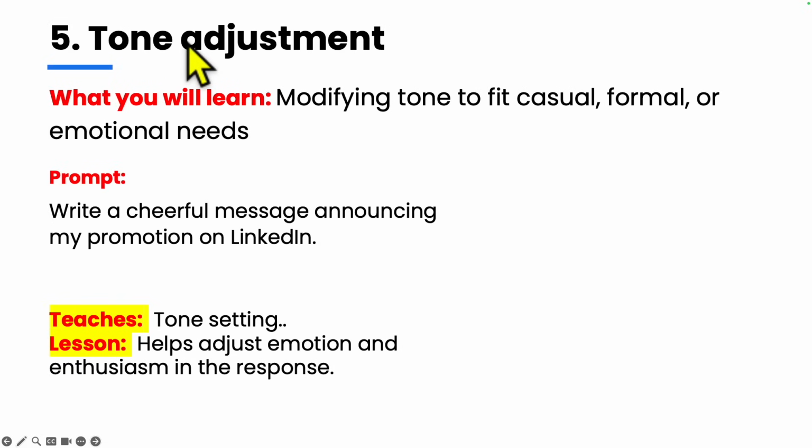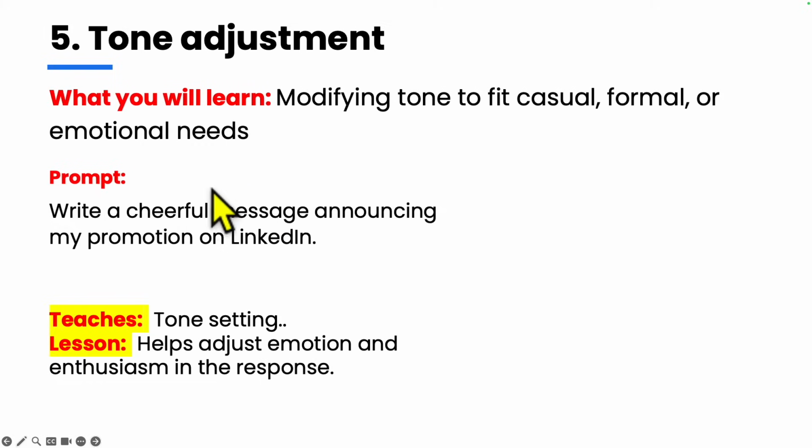Here we are learning about the tone and the tone adjustment. So modifying the tone to fit into either a casual, formal, professional, to cater different emotional needs. The example prompt we are going to use is write a cheerful message announcing my promotion on LinkedIn. Again, I wouldn't say that this is a perfect prompt, but just because we are learning about tone adjustment, this definitely has the tonal element like cheerful message. That's the output we are going to emphasize here.